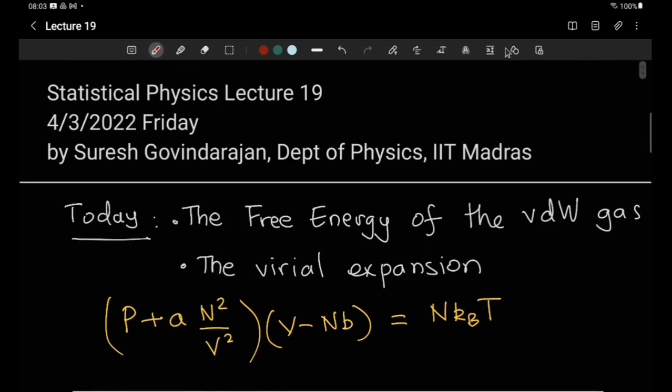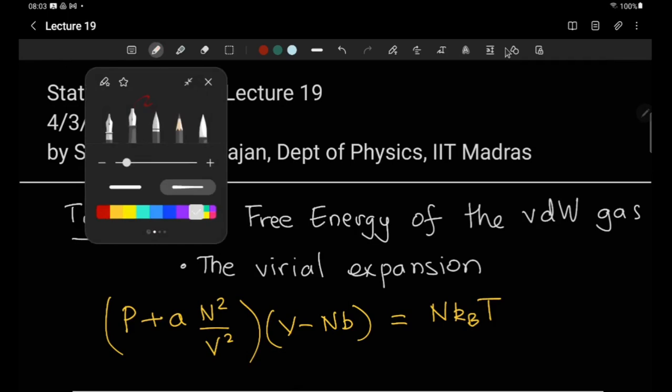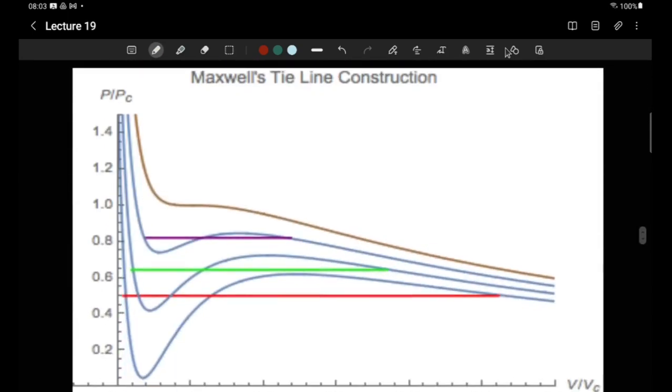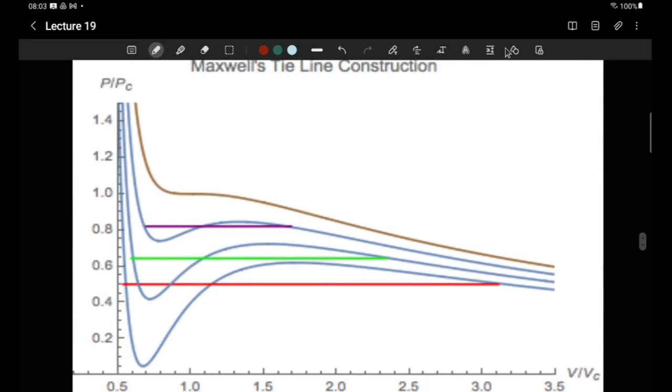And so I'm just flashing the van der Waals equation of state. The only thing to remember is that there are two free parameters, and we will see how to interpret these two parameters and where they come from. So don't worry about the horizontal lines. That's the Maxwell tie line. We will discuss that also, either here or somewhere else.